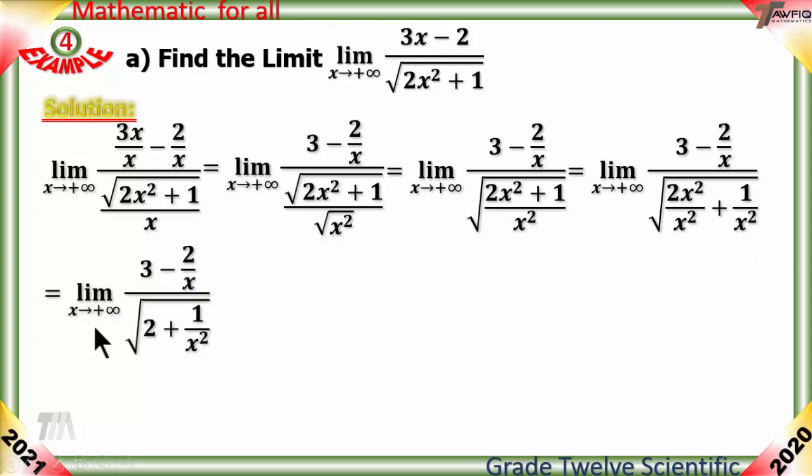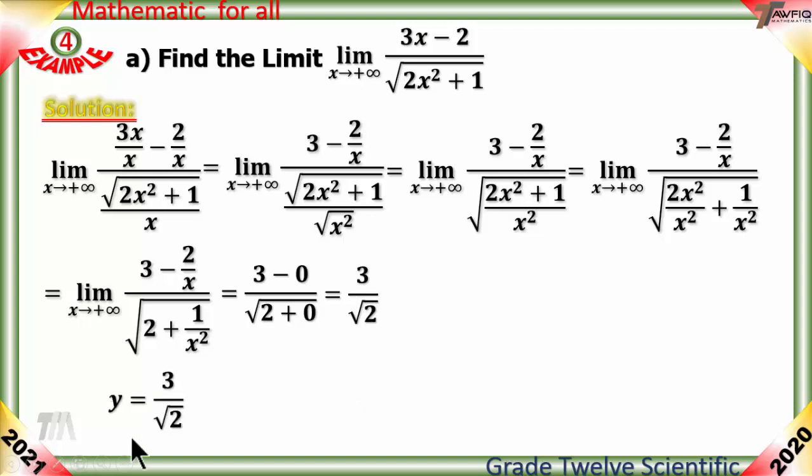The limit when x approaches positive infinity becomes 3 minus 2 over x over the square root of 2 plus 1 over x squared. And the limit of 3 is 3, and the limit of minus 2 over x is 0. The limit of 2 is 2, and the limit of 1 over x squared is 0. So it becomes 3 over the square root of 2.